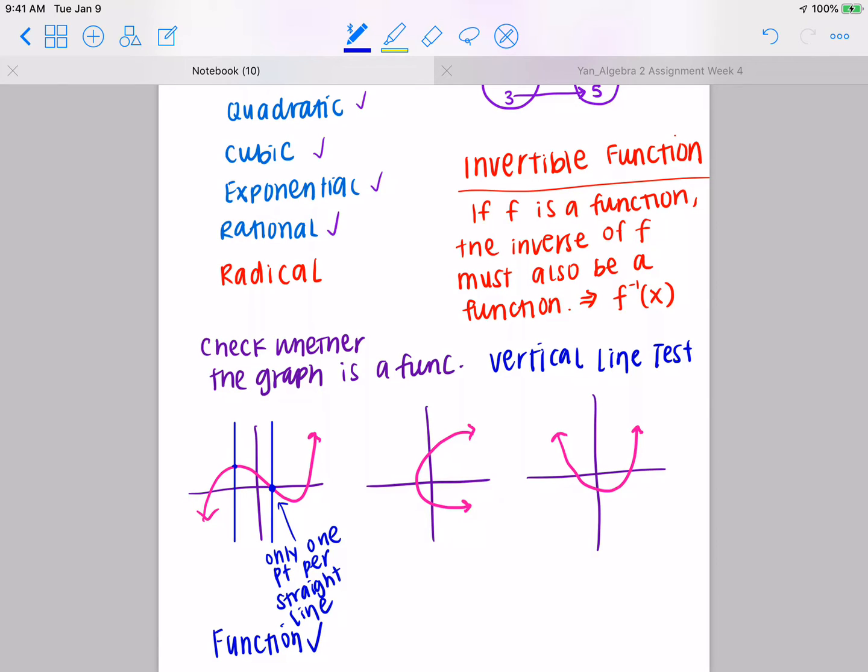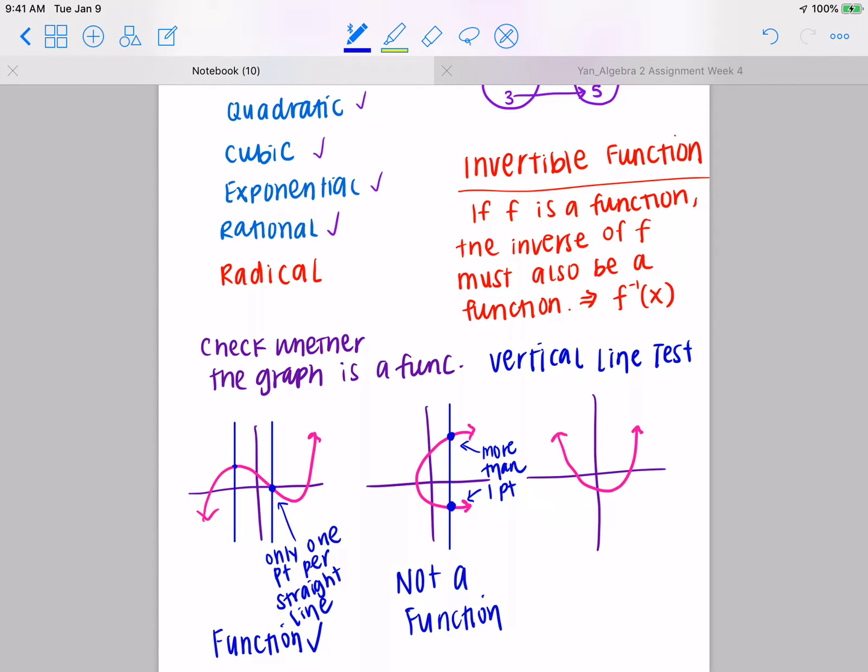So let's check the second one. If I drop a straight line down, you would notice that this one we're actually hitting 2 points of the graph at a time. So I'm gonna point to it and say more than 1 point. So in this case, this is not a function.